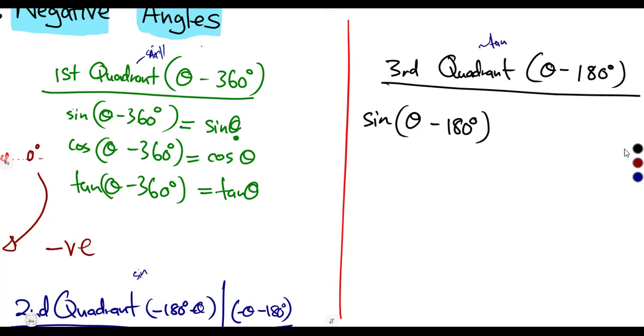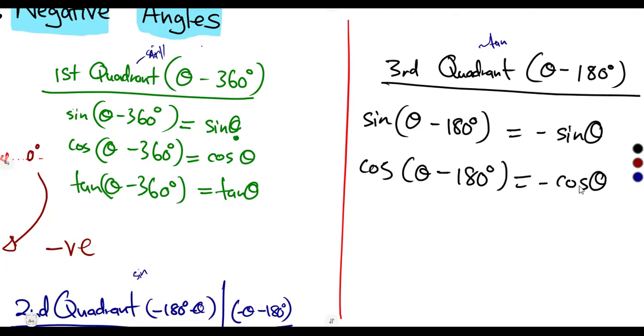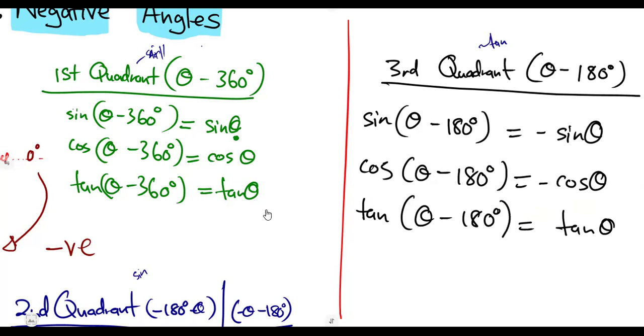So it means sine will be what? Negative. So that's negative sine of theta, the acute angle. Cos again will be negative there. Cos is going to be what? Negative. It is only tan which is positive. So tan of theta minus 180 degrees is going to remain positive. That's for our third quadrant.